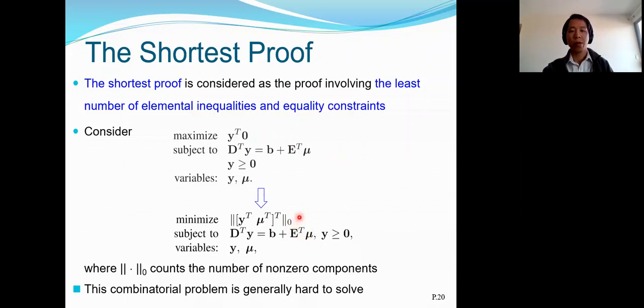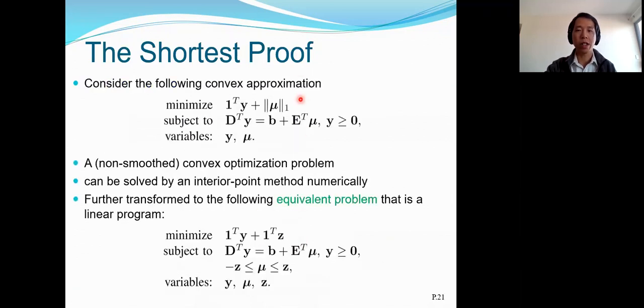However, using the L0 norm here makes this optimization problem complicated to solve. So we will relax this problem by considering the L1 norm instead. Since y is always non-negative, if we consider the L1 norm, we can simply take the y out and just look at the vector mu here. So this is a convex optimization problem. It can be solved by the interior point method numerically.